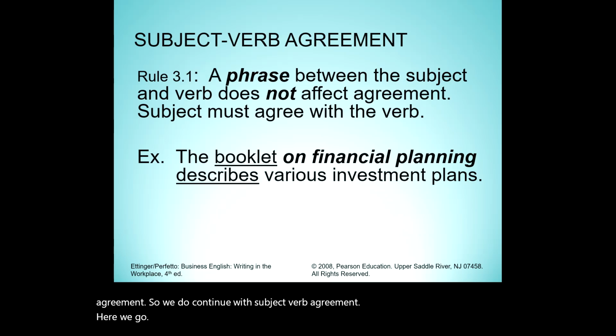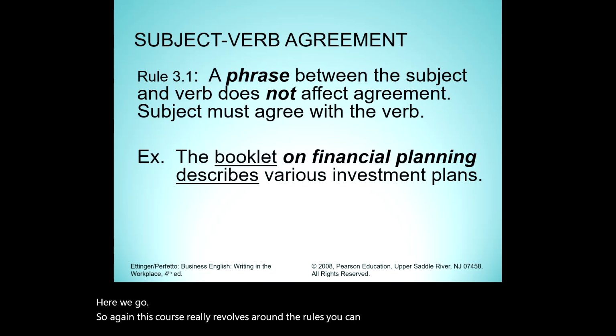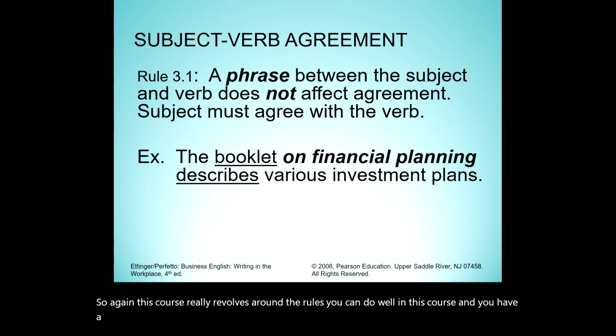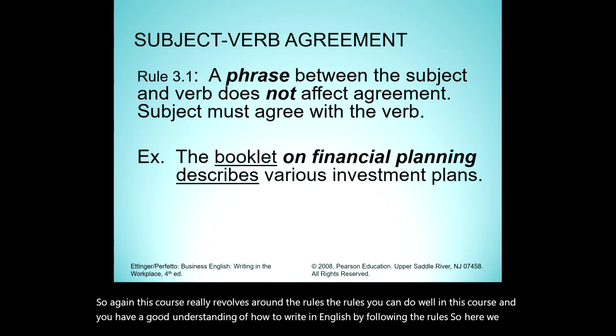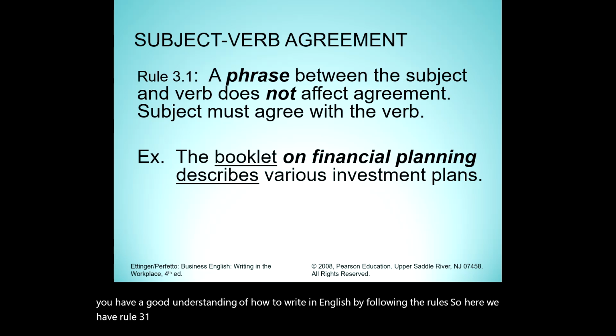So again, this course really revolves around the rules. You know the rules, you can do well in this course, and you have a good understanding of how to write in English by following the rules. So here we have rule 3.1. A phrase between the subject and verb does not affect agreement. Subject must agree with the verb.